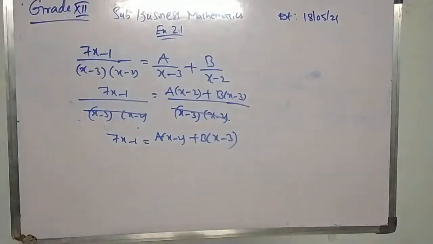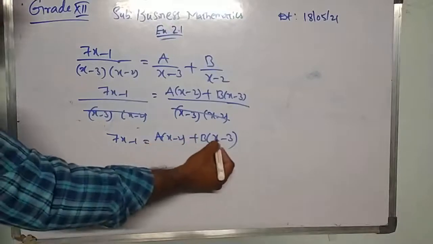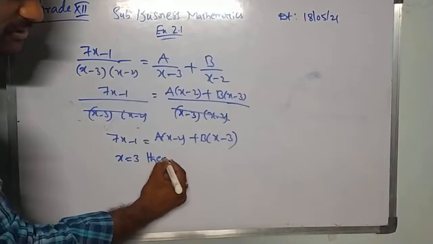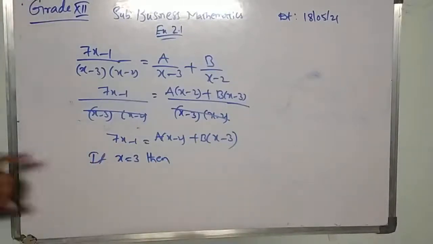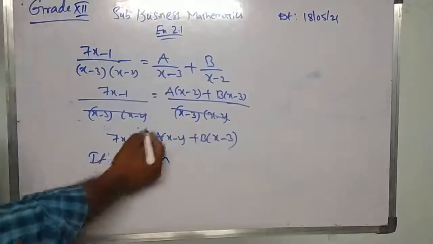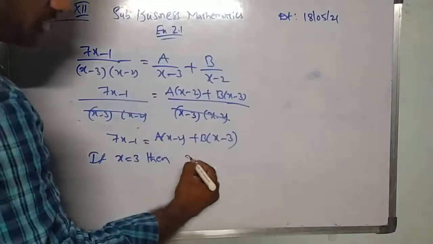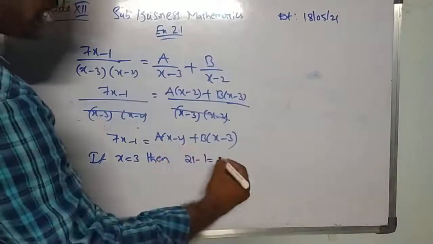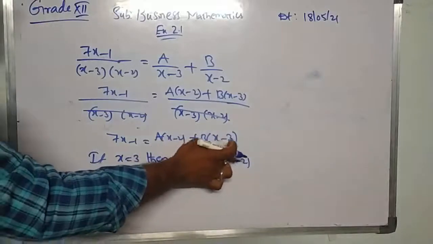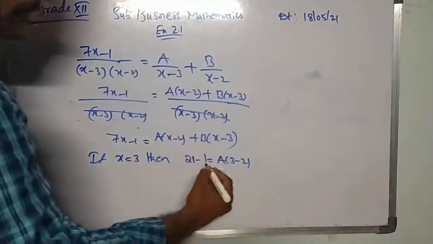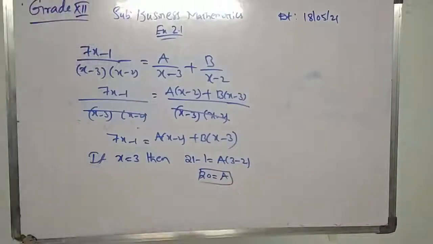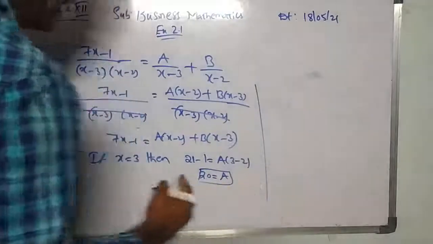Now if I want the A value, I have to substitute x as 3. If we substitute x equals 3, what will happen here? 3 minus 3 is 0, so the B term will be 0, and I will get the A value. So 7 threes are 21, minus 1, equals A into 3 minus 2. Here there is no need of writing plus B into 3 minus 3, which is 0, and 0 into B is 0. So 20 equals A. How much did I get for A? 20.